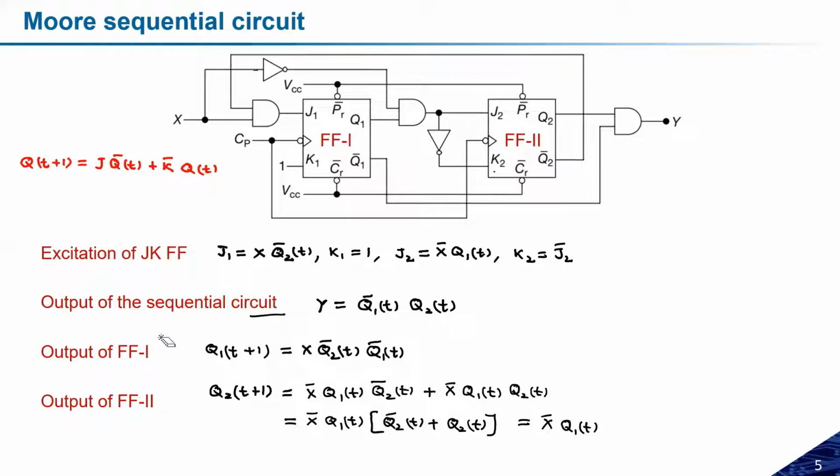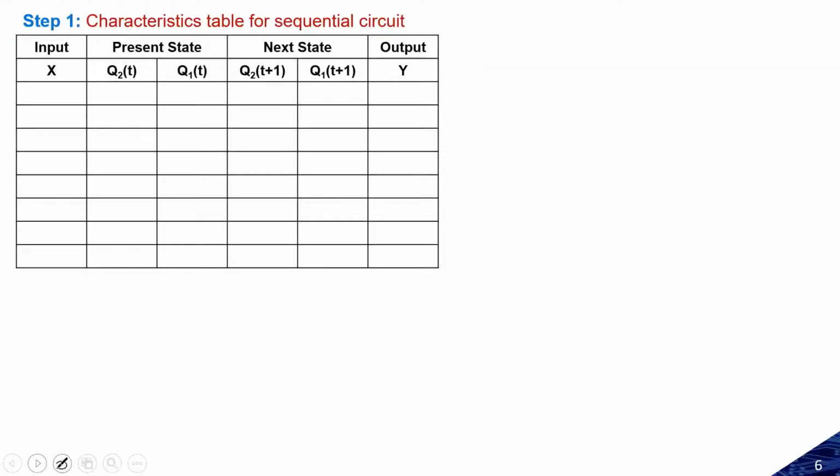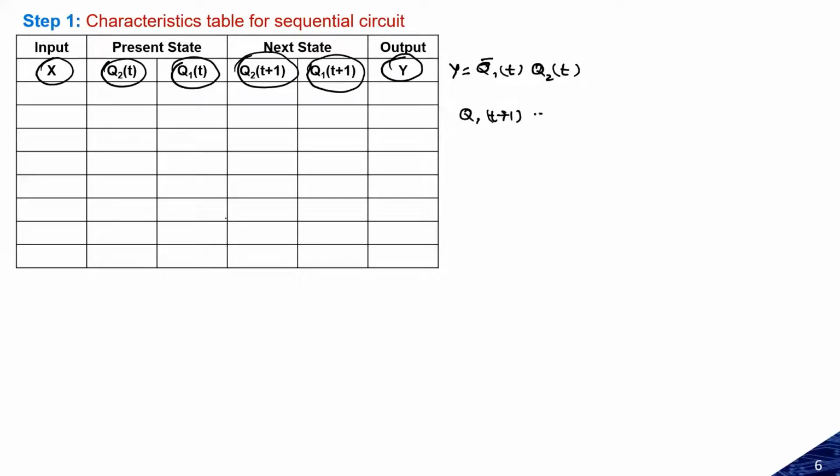So how can we prepare the characteristics table? We need three important things: I need the Q1(t), Q2(t), and X to prepare Q1(t+1) and Q2(t+1). So these three things are required, and we also need the output. If you can recall from the previous slide, the output Y was Q1 bar(t) into Q2(t). And Q1(t+1) was X, Q1 bar(t) and Q2 bar(t). And Q2(t+1) was X bar Q1(t). So this was the expression which we have seen in the previous slide.